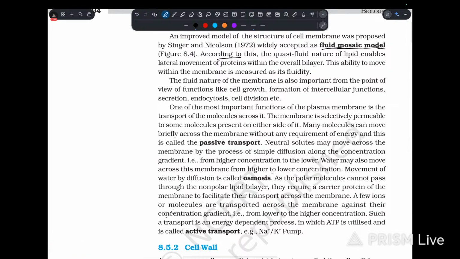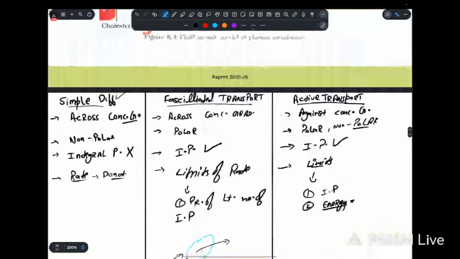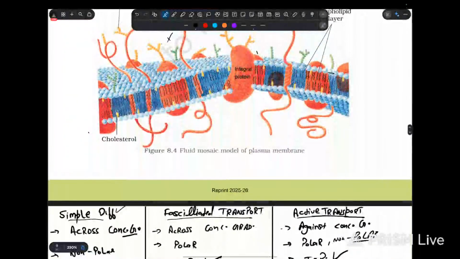According to this, the quasi-fluid nature of lipids enables the lateral movement of proteins within the overall bilayer. So what do we mean by quasi-fluid nature? These lipids have empty space as well, which is filled with sort of liquid. They are not tightly packed with each other. They keep moving from one place to another, which helps the integral proteins to also be moved from one place to another.